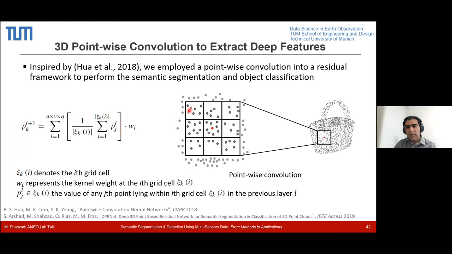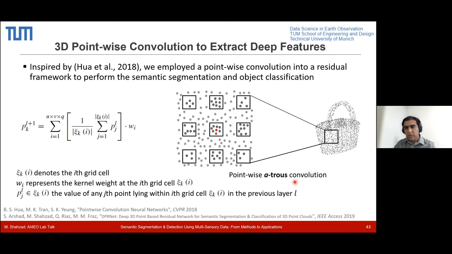And then for each grid cell, we take the mean of all the features. So each grid cell will have one value, the mean feature value of all these points, and this gets multiplied by the corresponding kernel weight vector. We sum all this, as convolution works, and assign that value to the red point. And we shift this to every point in the point cloud to compute the activation of any individual point.